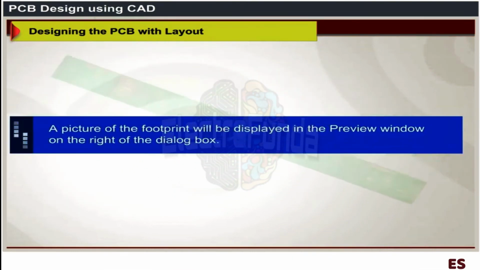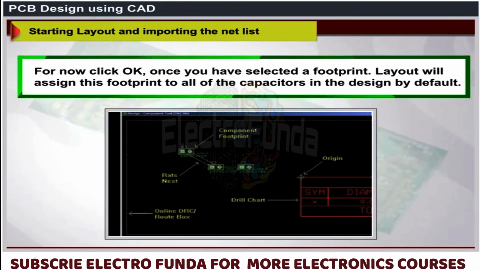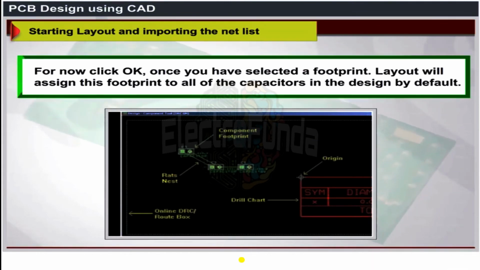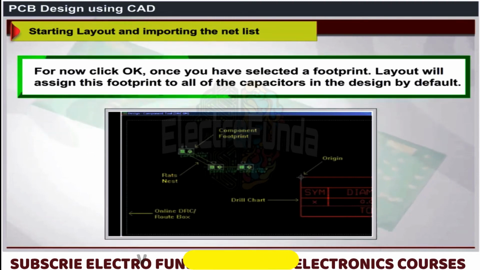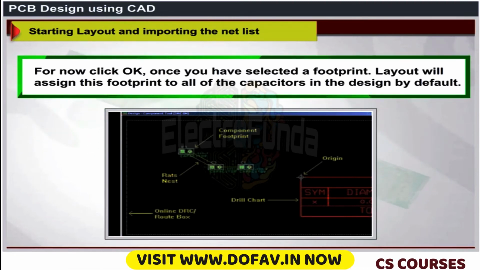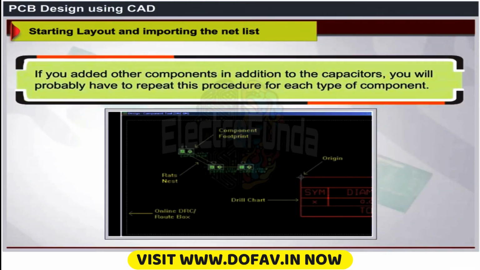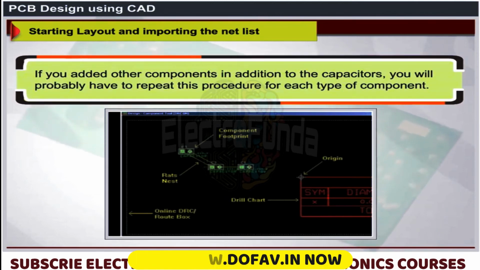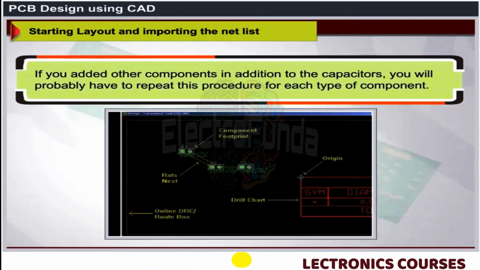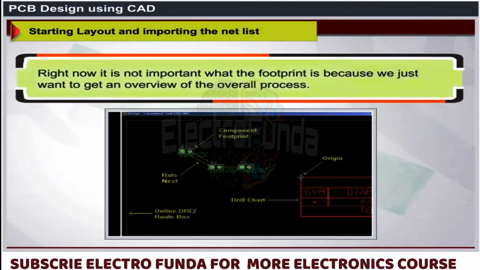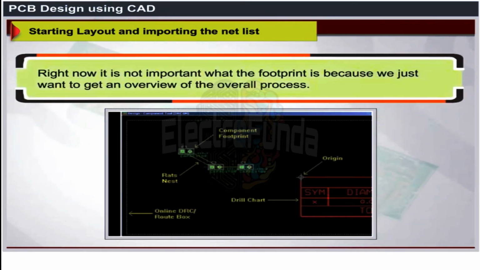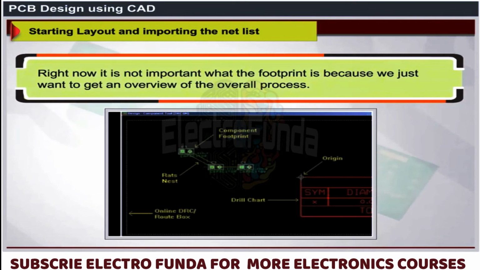For now, click OK once you have selected a footprint. Layout will assign this footprint to all of the capacitors in the design by default. If you added other components in addition to the capacitors, you will probably have to repeat this procedure for each type of component. Right now, it is not important what the footprint is because we just want to get an overview of the overall process.